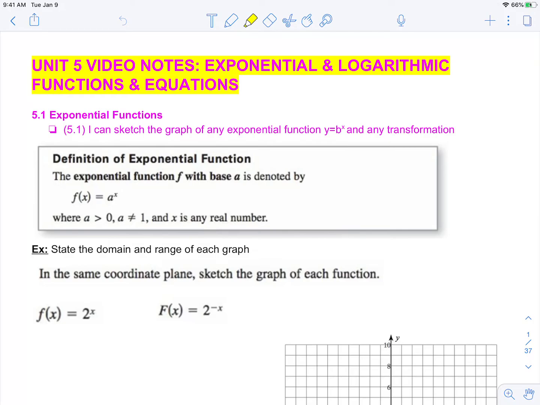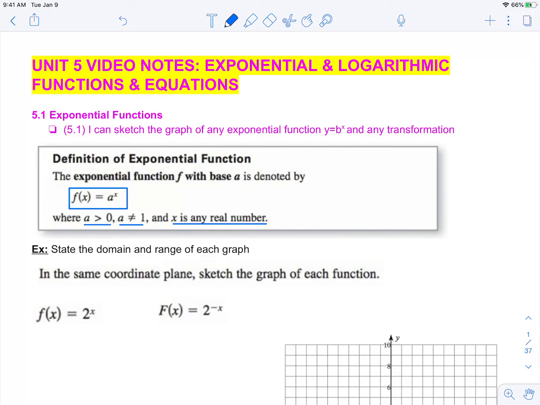In this unit, we'll begin by exploring exponential functions. So exponential functions are in this form: f of x equals a to the power of x, where a is always a positive number, a does not equal 1, and x is any real number.